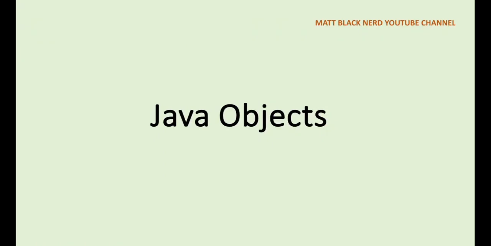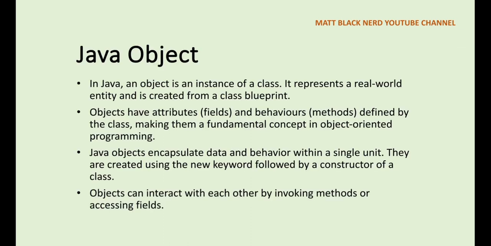In this video, we will discuss Java objects. What is a Java object? In Java, an object is an instance of a class. It represents a real-world entity and is created from a class blueprint. Objects have attributes and behaviors defined by the class, making them a fundamental concept in object-oriented programming.